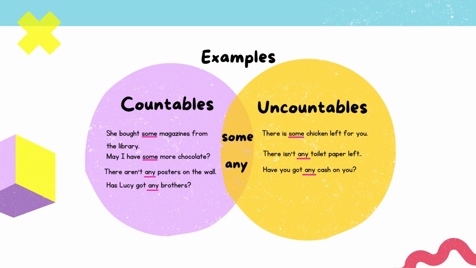Examples. Countables. She bought some magazines from the library. May I have some more chocolate? There aren't any posters on the wall. Has Lucy got any brothers?